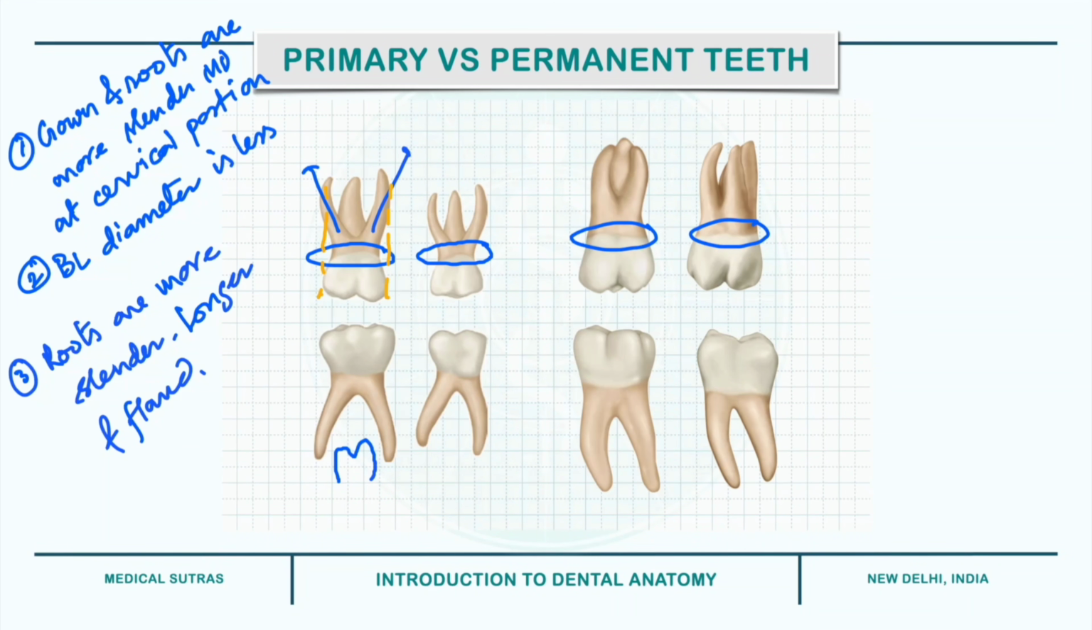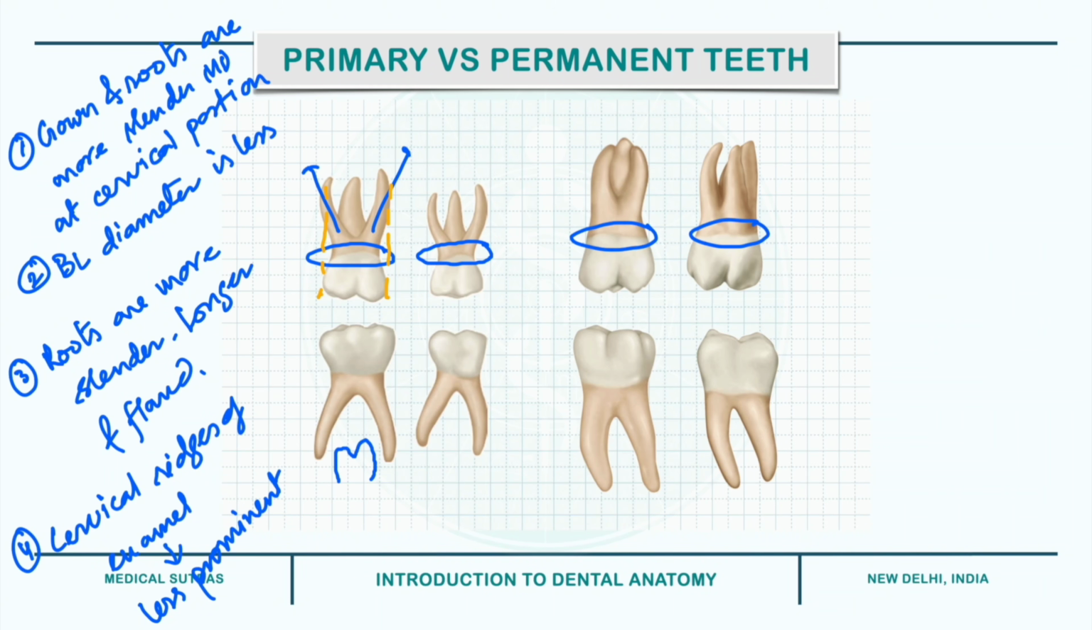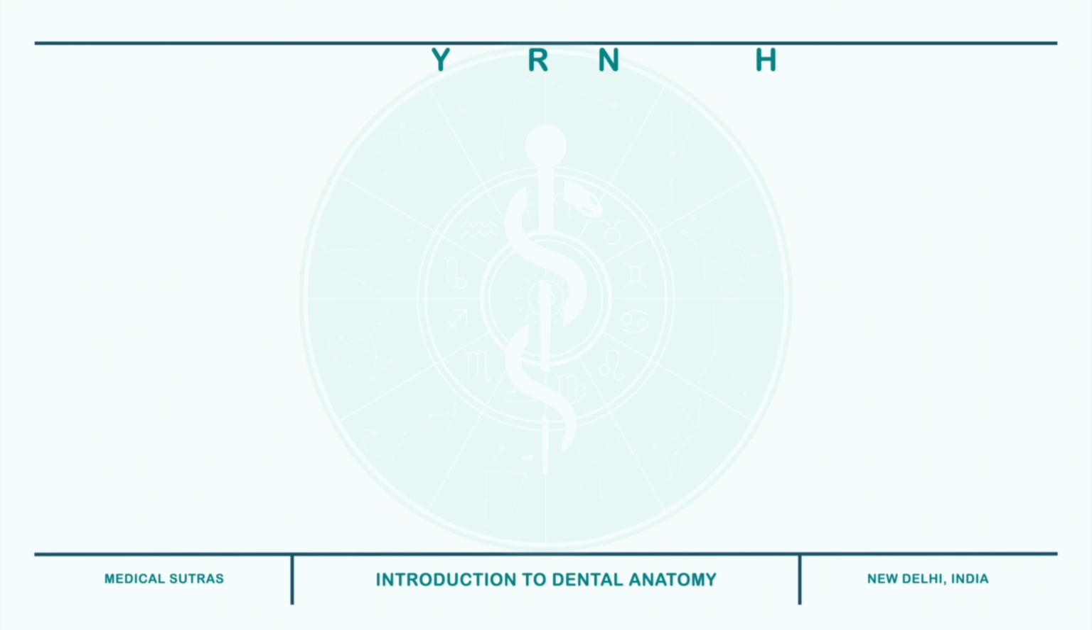Lastly, the cervical ridges of enamel. Now, unlike the anterior teeth, the cervical ridges of enamel in posterior teeth are less prominent when compared to the permanent molars.